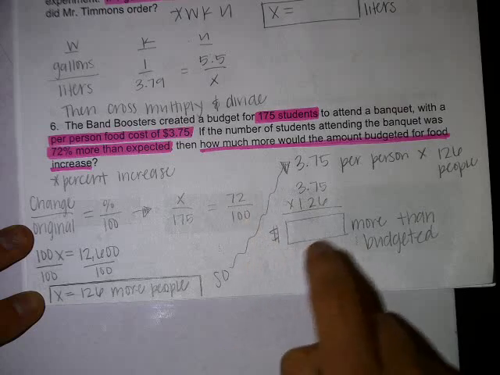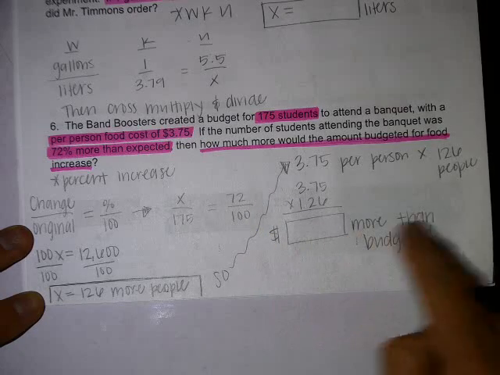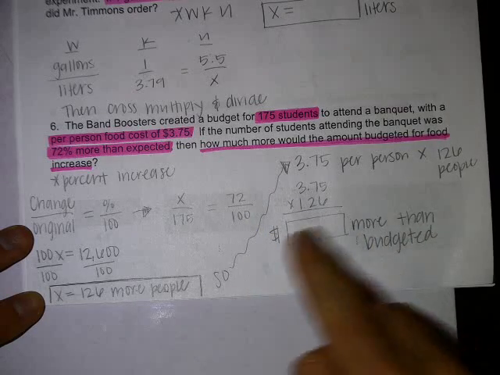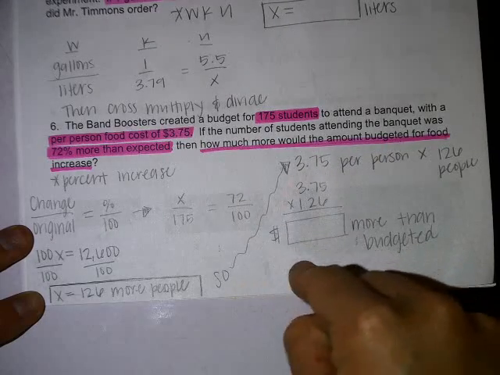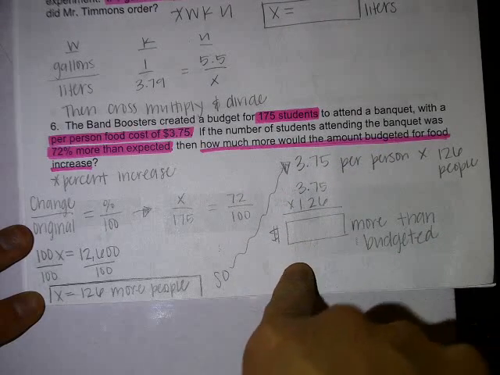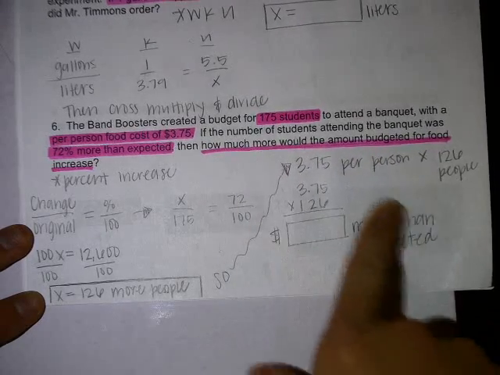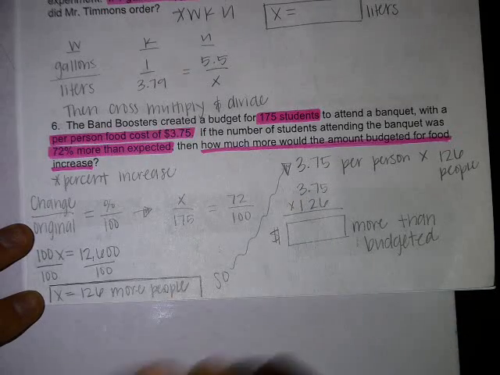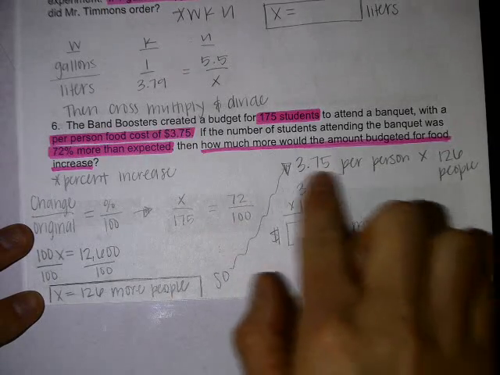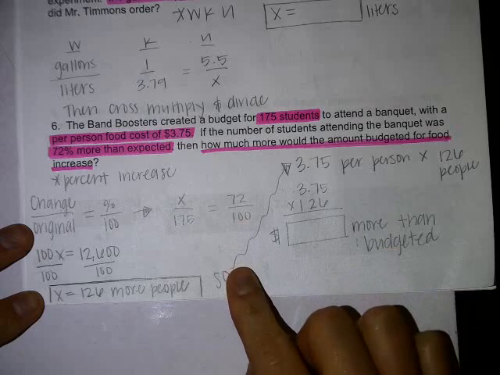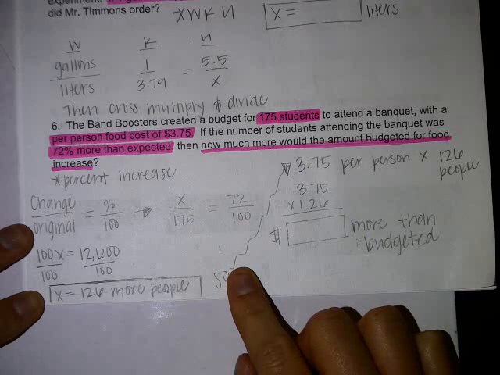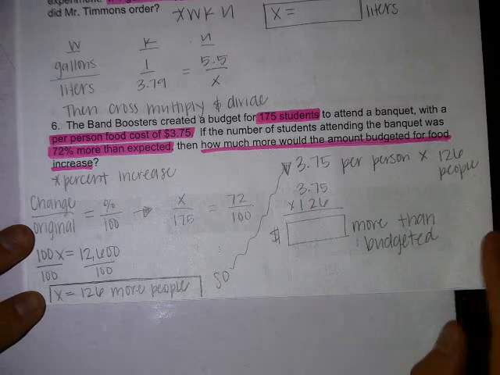That is going to tell you how many dollars more they're spending than budgeted. If you get a crazy amount right here, you have to know it's reasonable. That can help you identify, ooh, maybe I put my decimal in the wrong place. Maybe I multiplied wrong. Make sure that this is a dollar amount. Make sure it's reasonable for the price that they're paying for these 126 extra people.